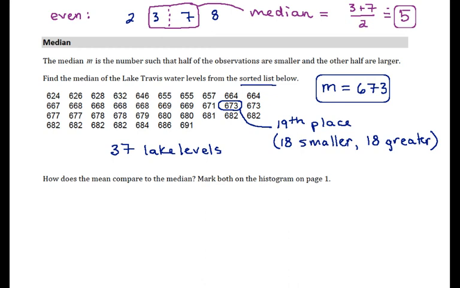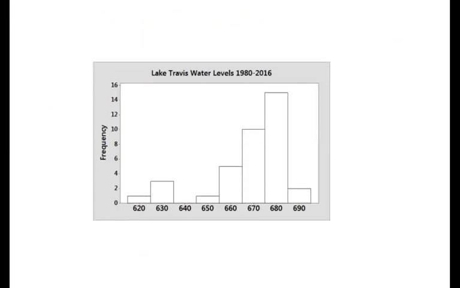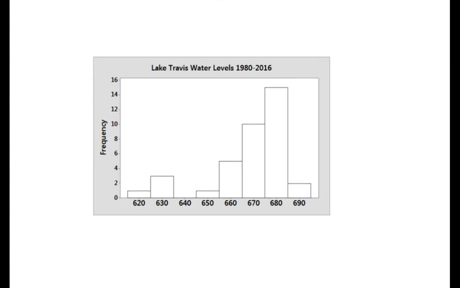All right, so this is the details of computing the median from a list, but sometimes we want to estimate the median from a graph. So what we're going to do is mark both of these on the histogram on page 1, both the mean and the median, to see what they look like on this graph. So here's our histogram. The median that we just found is 673, so that was our M. And the mean that we found previously, mu, was 667 plus another 0.05, something like that.